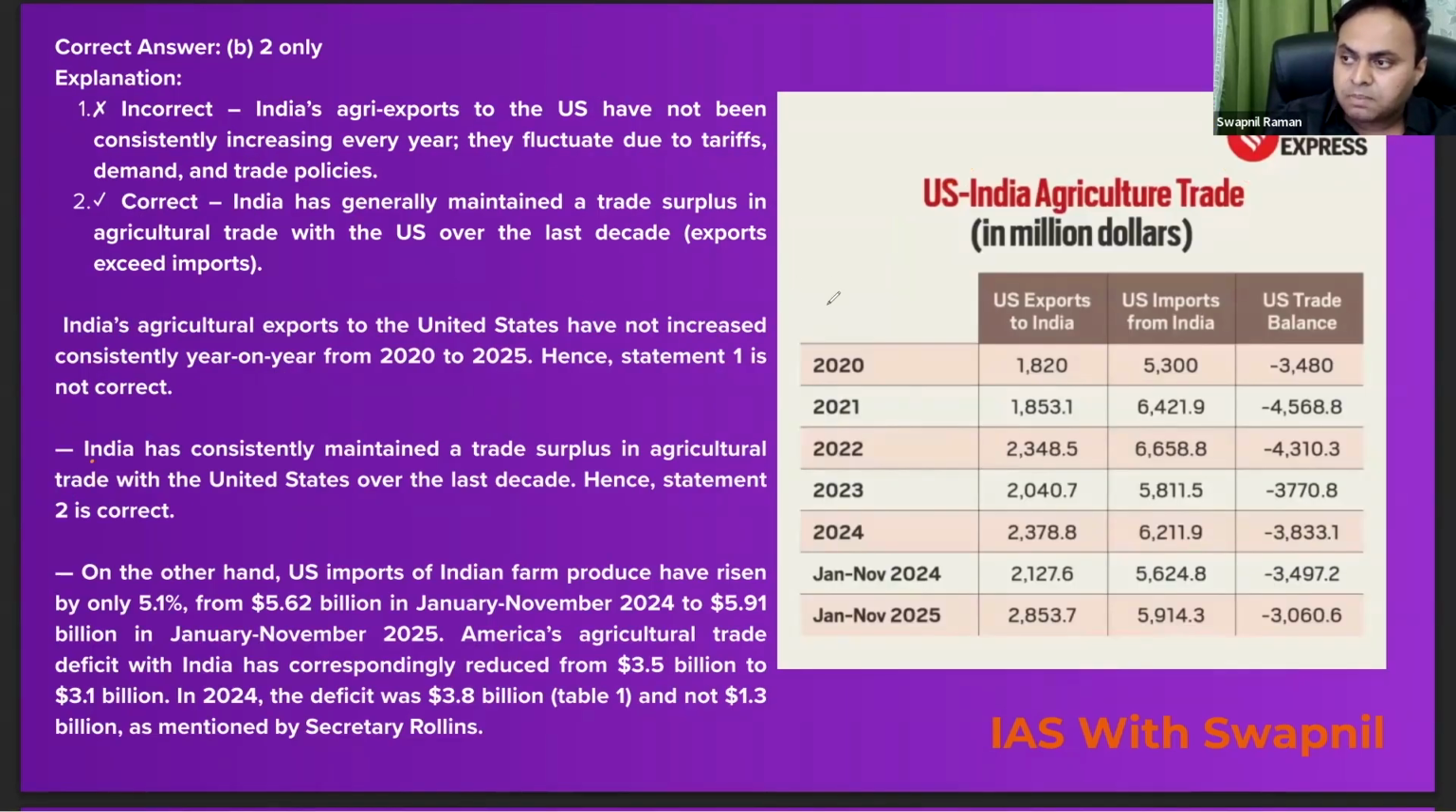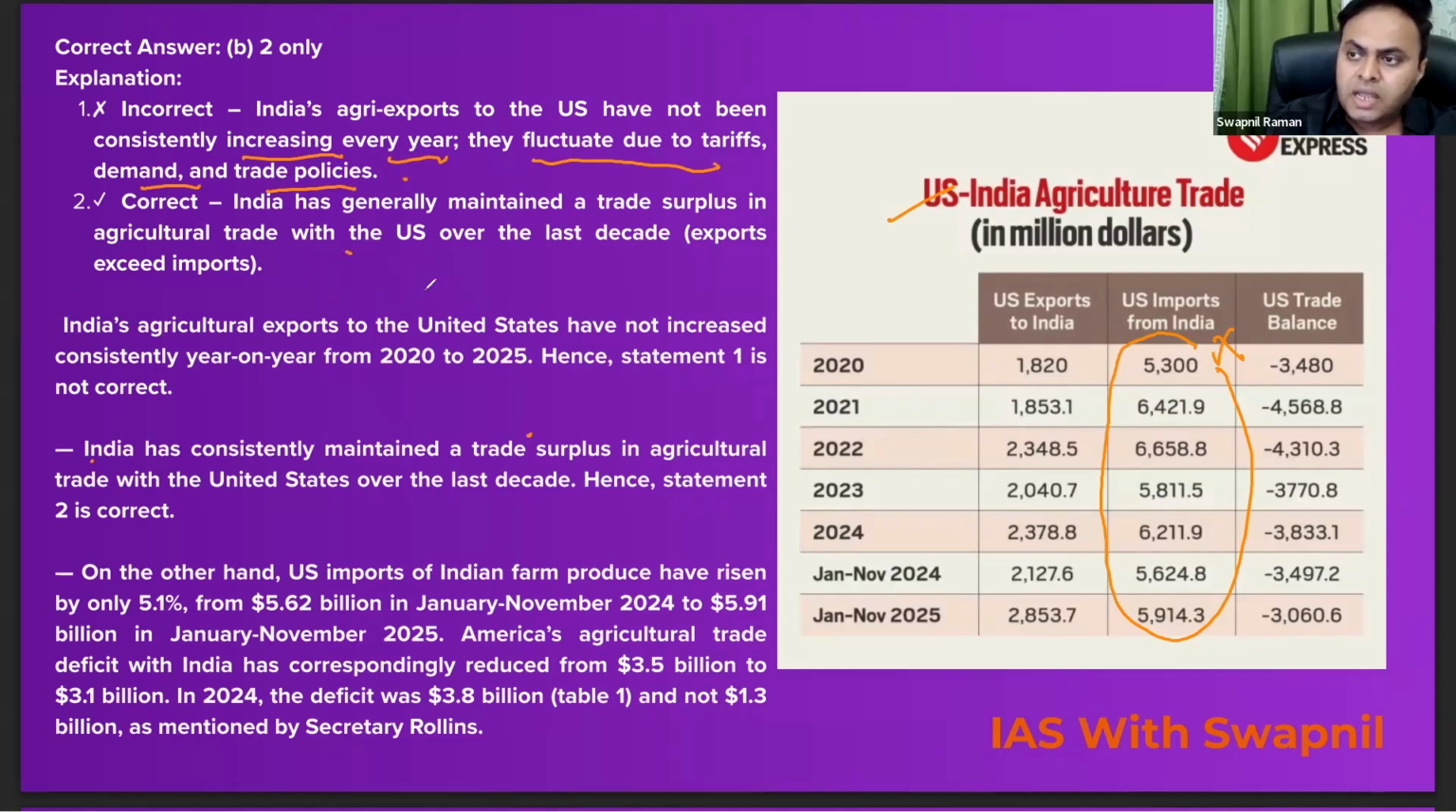So look at the explanation part. We picked up this question from an article of the Indian Express. So it basically talks about the Indo-US agriculture trade. राइट अब यहां देखिए यूएस इंपोर्ट्स फ्रॉम इंडिया क्या यहां पे आपको कोई कंसिस्टेंट इंक्रीज नजर आ रही है? The answer is no, right? So therefore the first statement is incorrect. So India's agri exports to US have not been consistently increasing every year. They fluctuate due to tariffs, demand and trade policies, right?